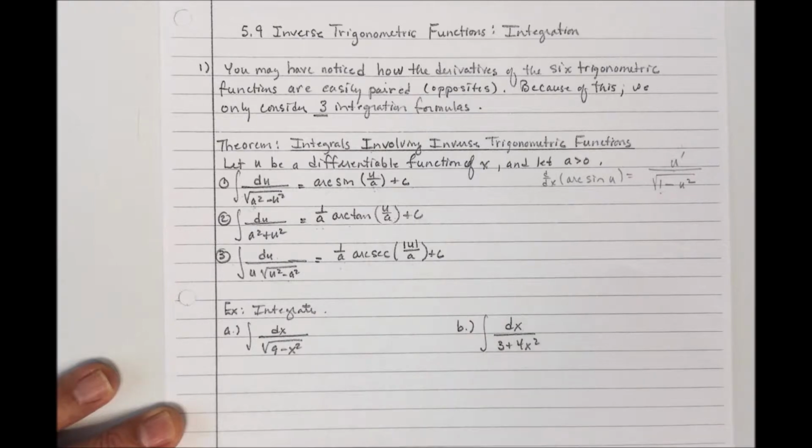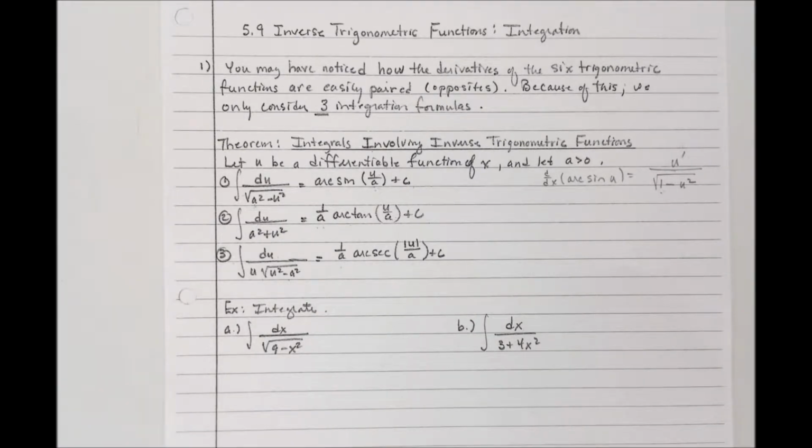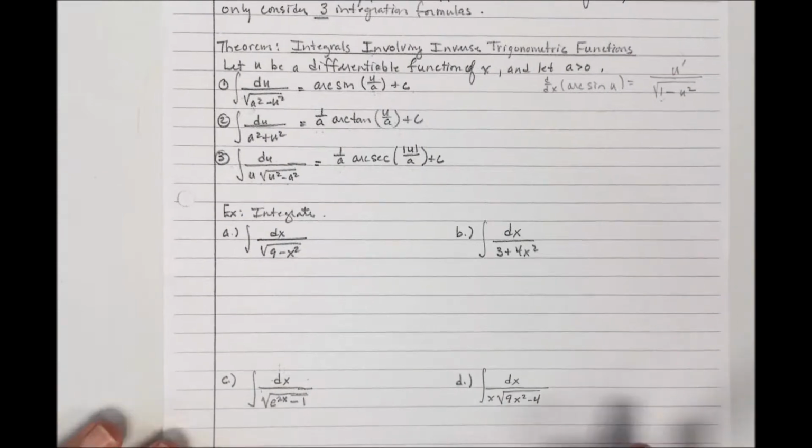So what I'm going to do is just jump right into some examples, because there are all different ways you can twist these problems around, including just adjusting the constant and such. You may have to complete the square, all sorts of things that we can have fun with.